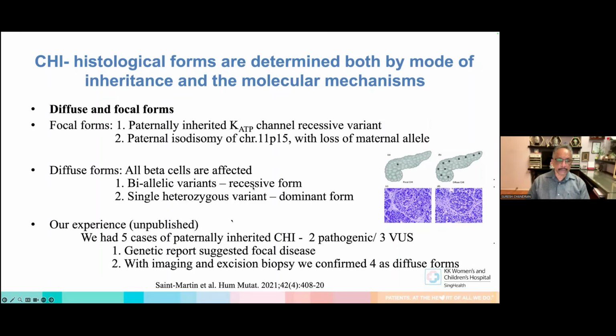dominant and recessive forms. Our experience, which is unpublished but in the paper soon, we have 5 cases of paternally inherited congenital hyperinsulinism in the recent past. 2 were known pathogenic and 3 were variant of uncertain significance. But interestingly, all these 5 cases, the genetics report came as focal disease. So we have to go for DOPA-PET imaging. And with imaging and excision biopsy, we have showed that 4 cases out of these 5 were diffuse forms, and only 1 baby had a focal lesion in the tail of the pancreas.